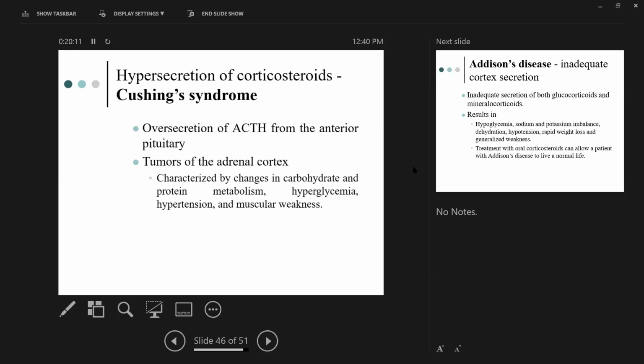Also, Cushing syndrome can be caused by oversecretion of ACTH. ACTH, remember, signals you to produce the glucocorticoids. And that will also contribute to Cushing syndrome as well.